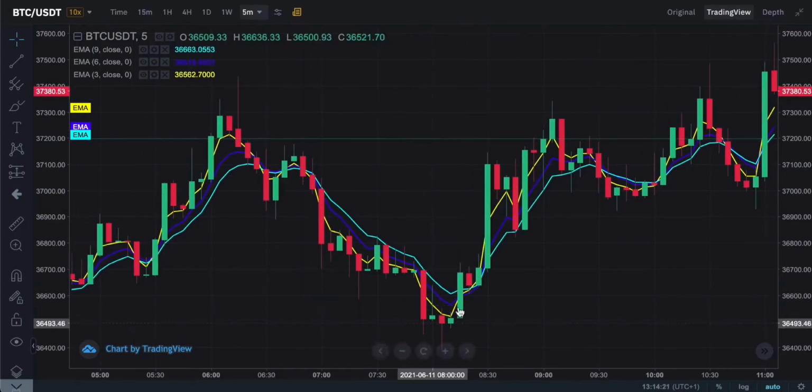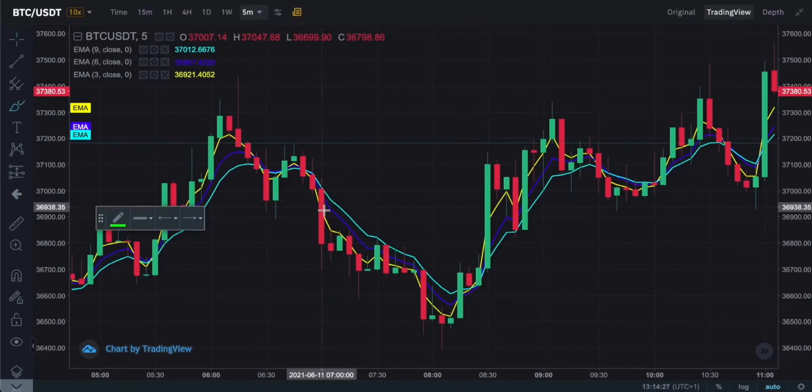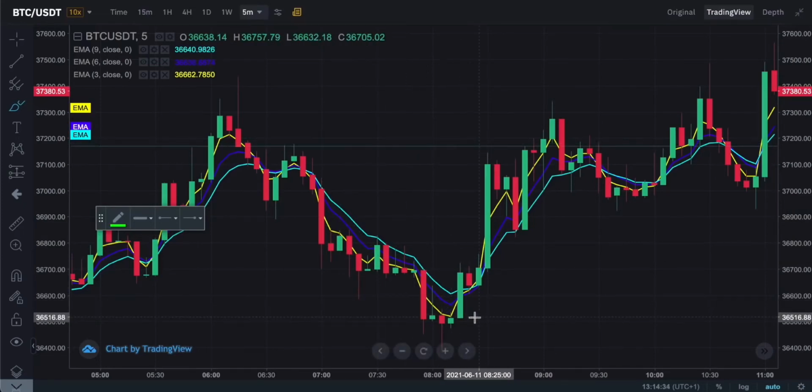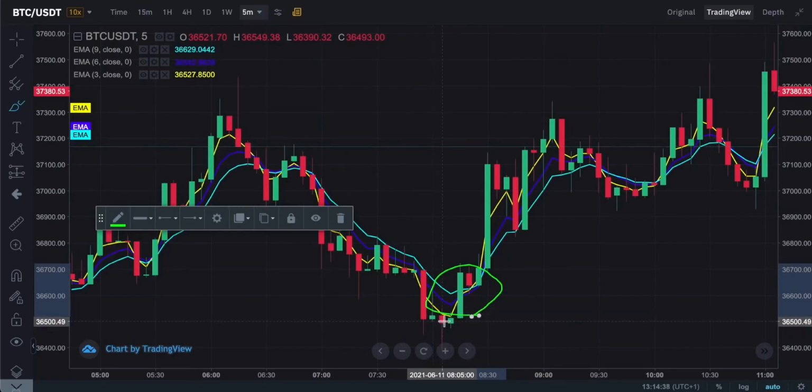You can see that right here during this dip. What we can see is that the 3 period EMA is actually below the other 2, meaning that we're in a slight downtrend, and that is certainly happening. We want to wait for this movement right here. You can see the yellow line, the 3 period EMA moving up through both the 6 and 9, and that is telling us that that trend is reversing and that the short-term price movement is to the upside.